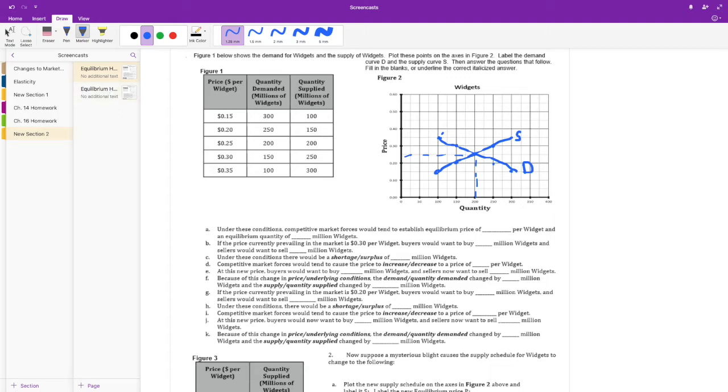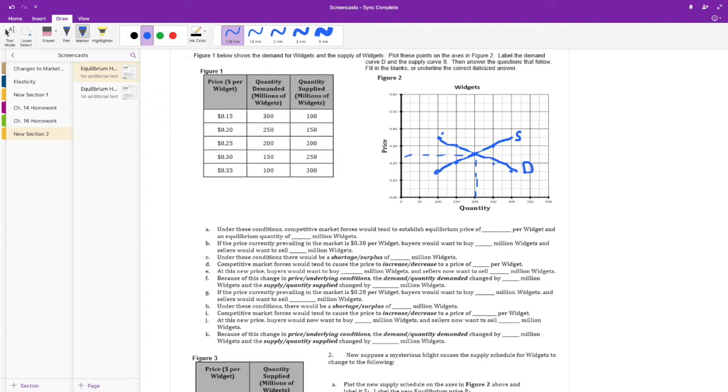Instead of giving just a supply schedule or a demand schedule, however, I've given you a supply and demand schedule. And what you're going to do is graph these two curves. For the demand curve, you're going to use the first column, price per widget, and the second column, which is quantity demanded at that price. Plot all the points, draw your curve, label it D. For the second curve, you're going to use the first column, price per widget, and the third column, which is quantity supplied. Plot each point, connect them, label it S.